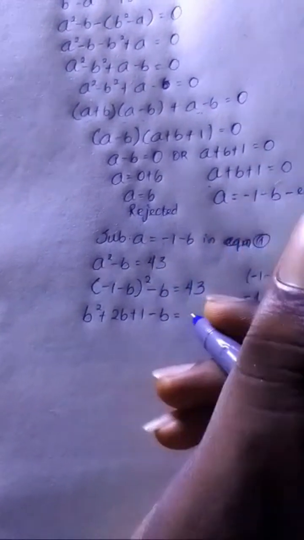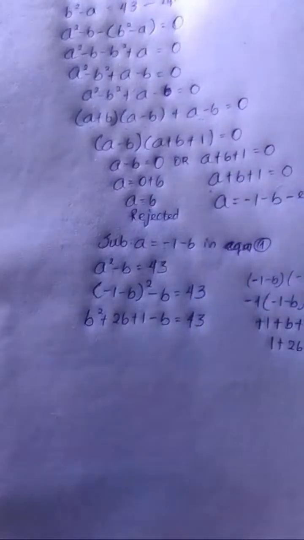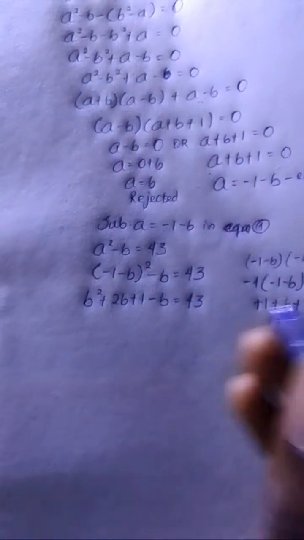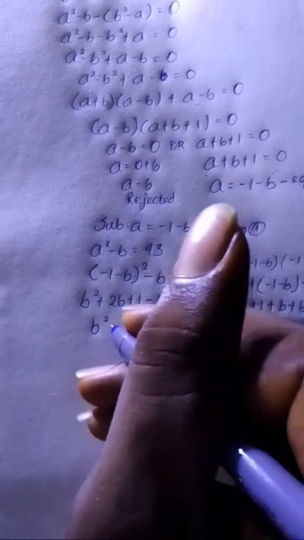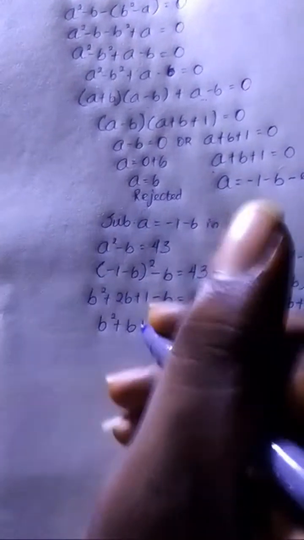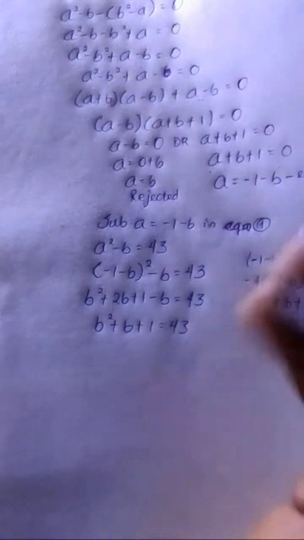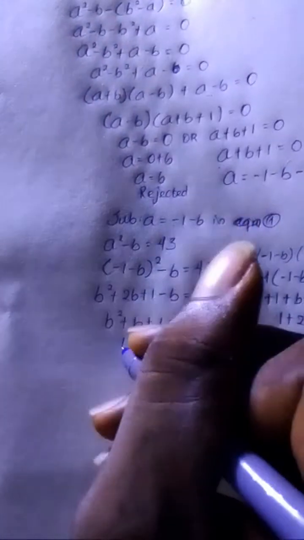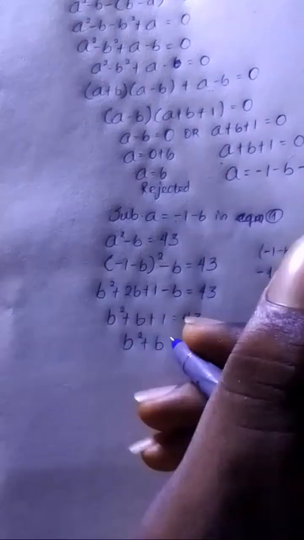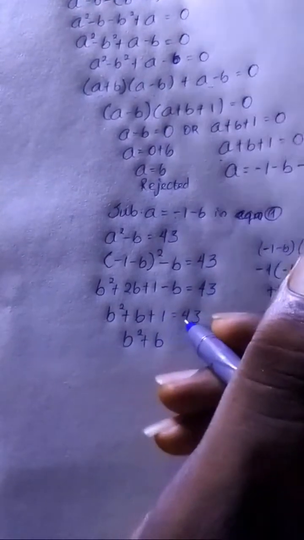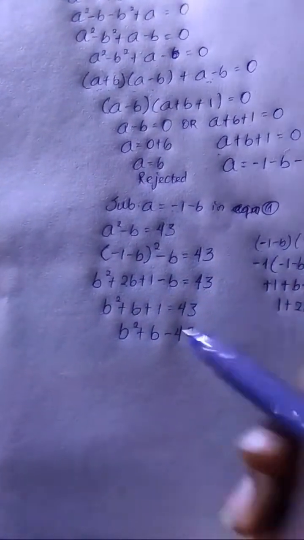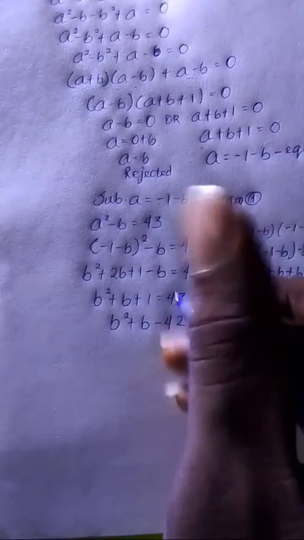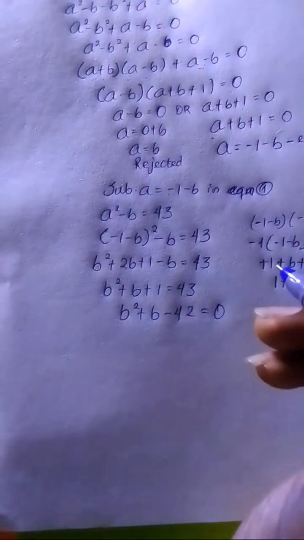Minus b equals 43, right? That's what it will give us, minus b equals 43. So from here we have b squared plus 2b minus b gives us b, plus 1 equals 43. This 43, we are going to bring to the other side, so we have b squared plus b plus 1 minus 43, that will be minus 42, right? So we have b squared plus b minus 42 equals 0. When this 43 comes over, there is 0 that is left, so we have equals 0.